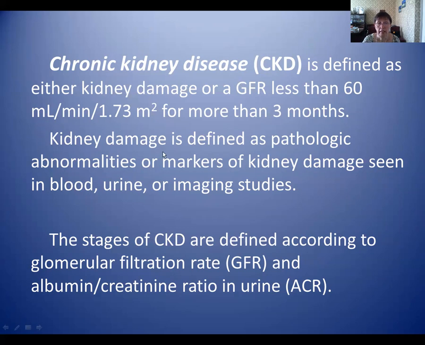What do we mean by kidney damage? It is defined as pathologic abnormalities or markers of kidney damage seen in blood, urine, or imaging studies. First of all, for staging of CKD, we use the level of glomerular filtration rate, GFR, and the albumin creatinine ratio in urine. The abbreviation is ACR.